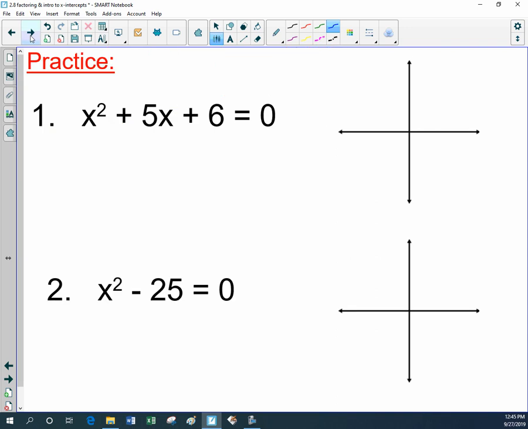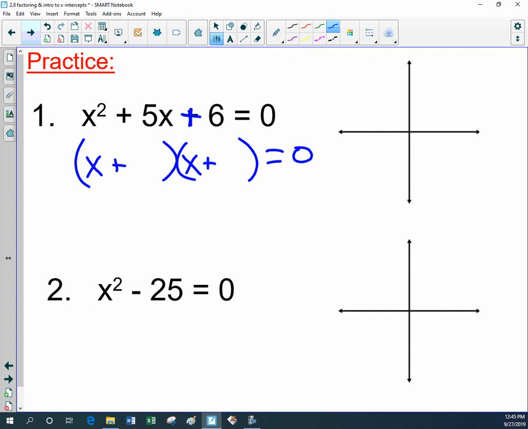All right, let's try these two real quick. So this one here, x squared plus 5x plus 6. Quick, easy one to factor. Factors of x squared, x and x. I know because this term is positive and the middle term is positive that they're both positive.